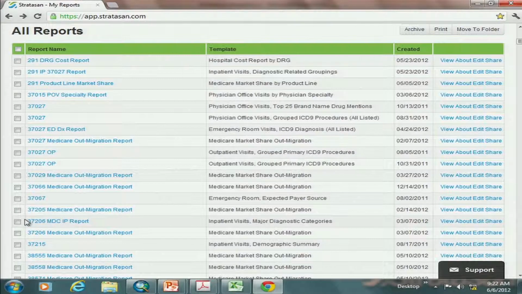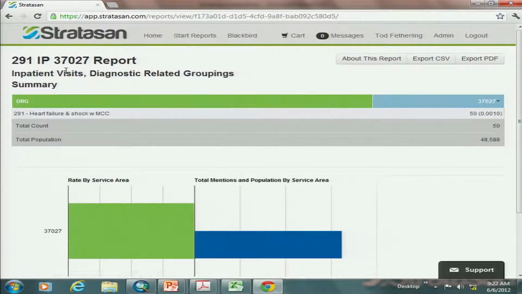The next thing I want to do is flip over into the Stratasan cloud, and we're going to do a little further explanation of these patients. So Mr. Chew had heart failure and shock, DRG 291, recently. So in this particular market, I can now drill down into 291, and I understand that there are 50 total cases in a period of a year that we can see. We derive this data through estimates and projections that we do with the National Hospital Discharge Survey. We also do on the physician, outpatient, and ED with the National Hospital Ambulatory Medical Care Surveys.